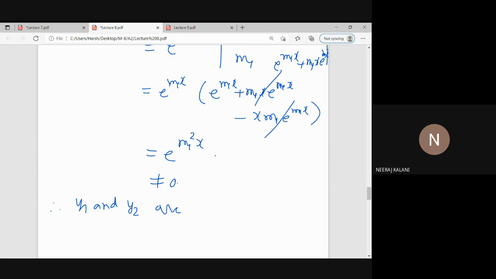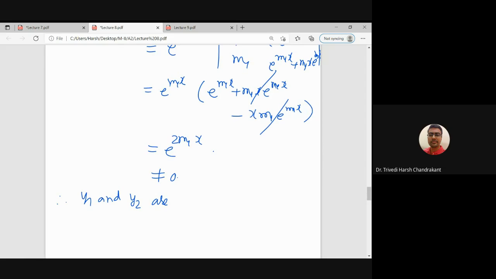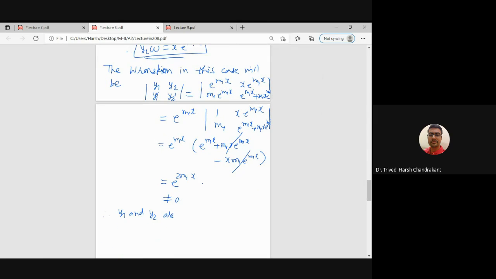Sir, how is it e raised to the power m1 square x? Okay, you are right, it should be 2 times. But sir, we have taken common now. Yes, so it is e power m1x into e power m1x, so the powers add up: m1x plus m1x, so it is 2 times m1x. Sir, please roll up. Okay, sir, from the first column we have taken e power m1x common. Yes. Okay, right.